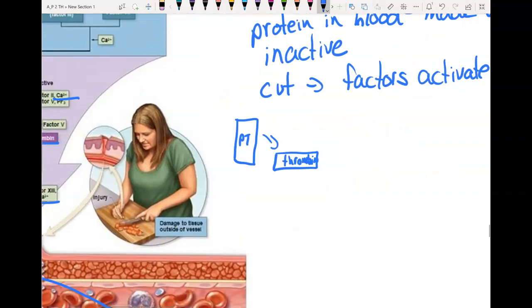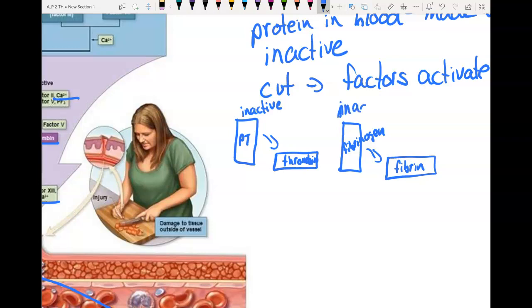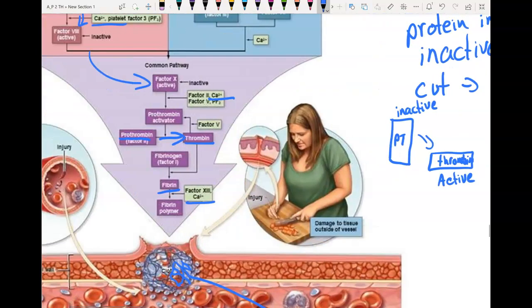Okay, then you have fibrinogen. So when the domino is inactive and it's standing up, it's fibrinogen. And then when thrombin knocks it down and it's active, it is called fibrin. So prothrombin and fibrinogen are the inactive forms. Thrombin and fibrin are active. Thrombin is what activates fibrin.